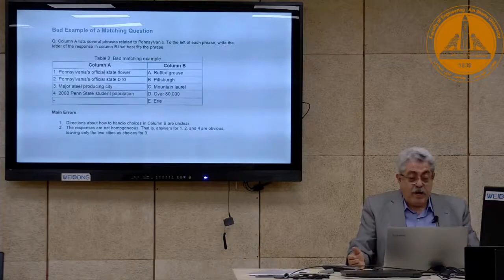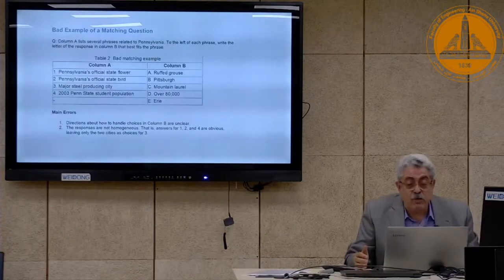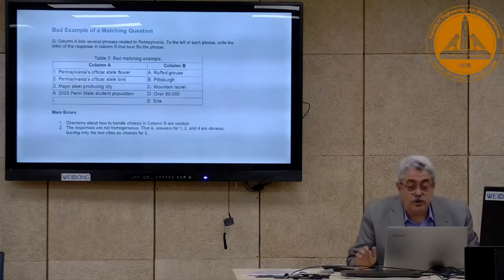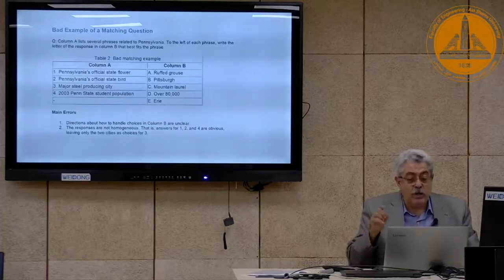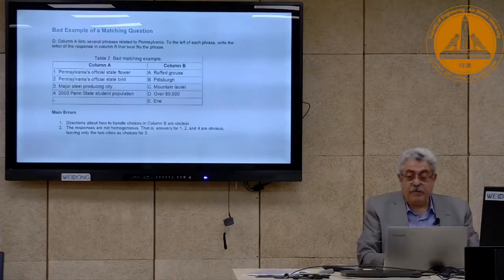What are the main errors? Directions about how to handle choices in column B are unclear. The responses are not homogeneous, which means answers for 1, 2, and 4 are obvious, having only the 2 cities as choices for number 3.